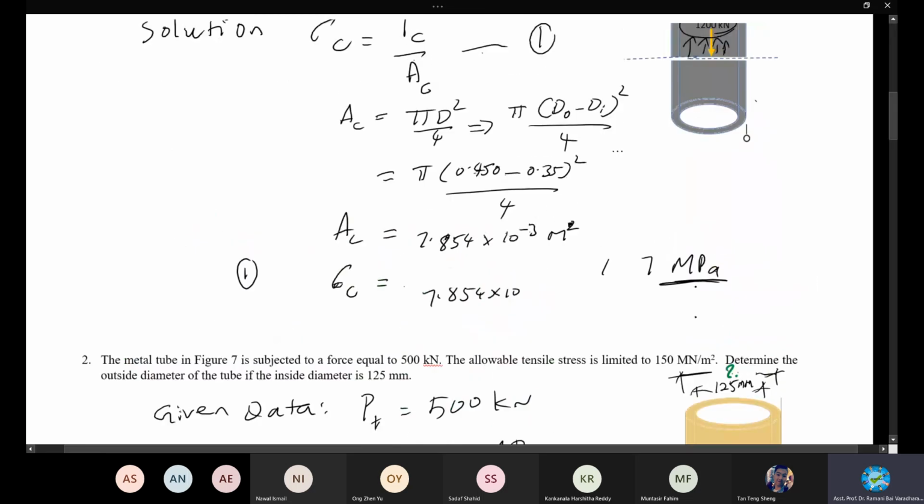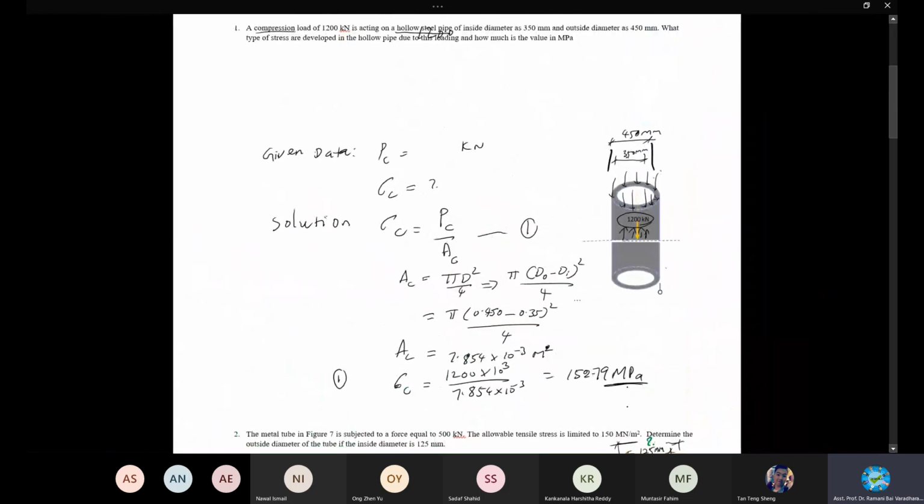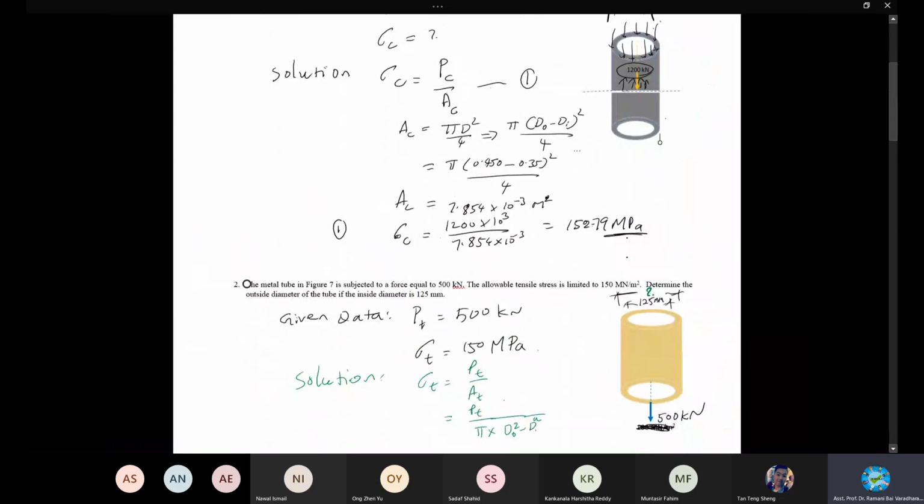Where is my drop? My file is missing here. One moment, my drop tool is missing here. I'm sorry.